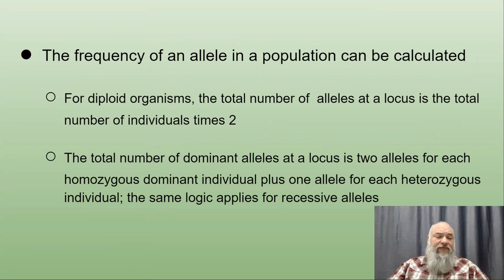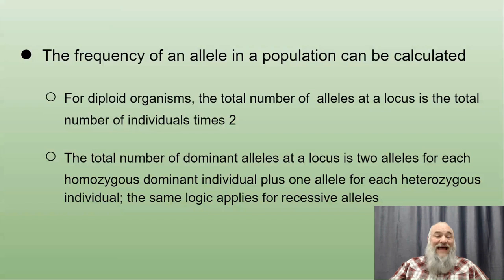We can calculate the frequency of an allele in a population. Frequency is essentially what percentage of the alleles in a gene pool are the big R and what percentage are the big W, okay? So the total number of alleles at a locus is twice the total number of individuals. Say I've got 10 individuals in a population, each individual has two alleles for that gene. So you take 10 times 2, and that tells you there are 20 different alleles to choose from in that population.